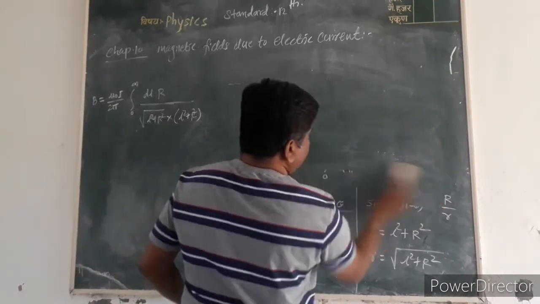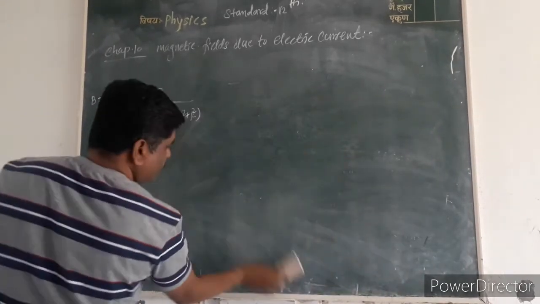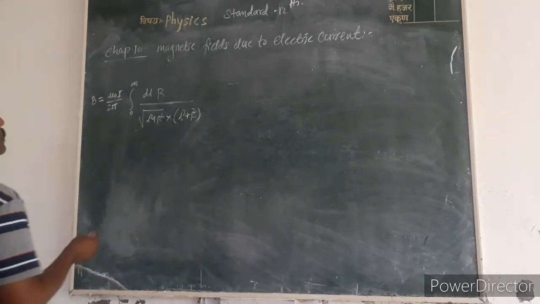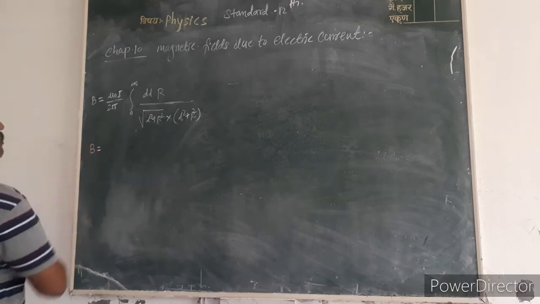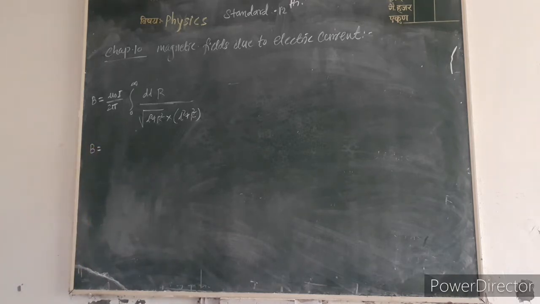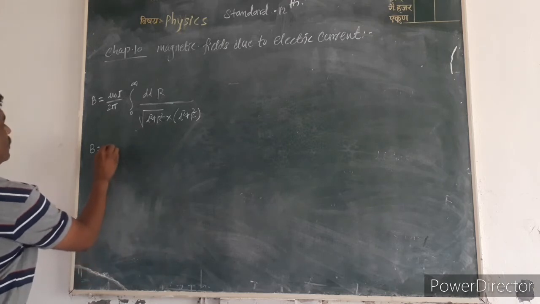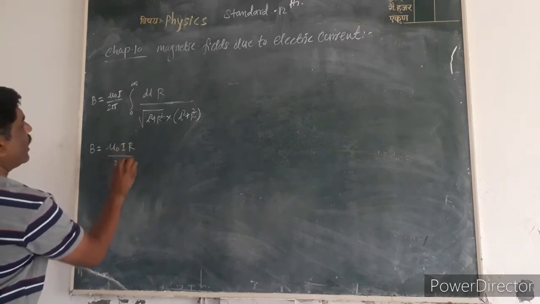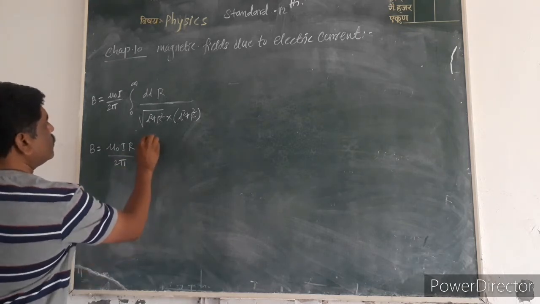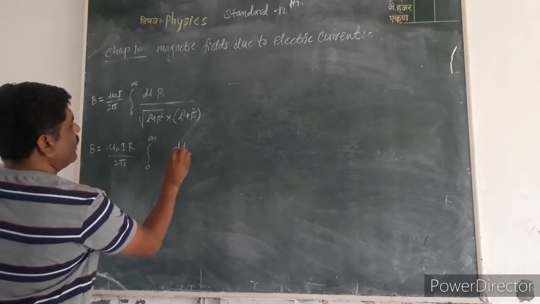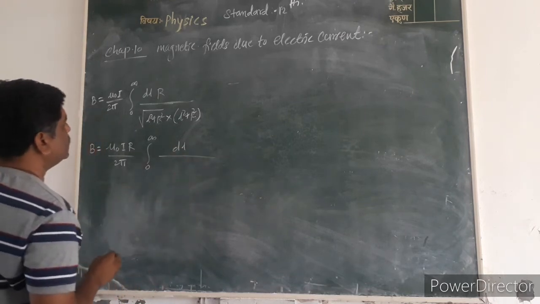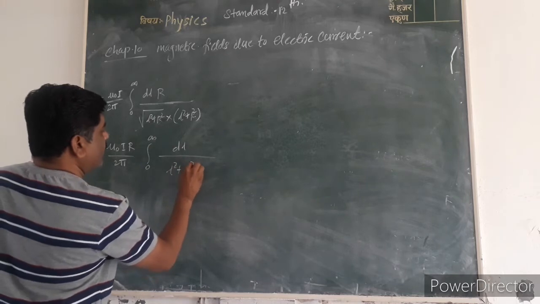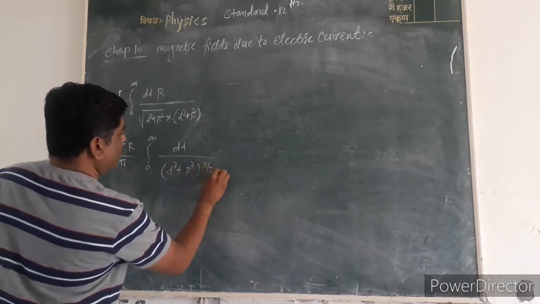We simplify this equation, we get B is equal to, this r is also constant, mu 0 I r divided by 2 pi, integral 0 to infinity dl divided by (L square plus r square) raised to 3/2.